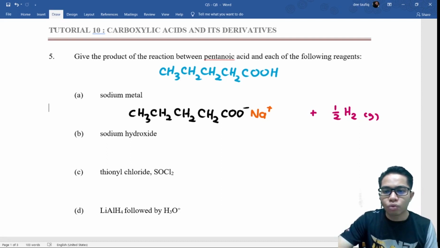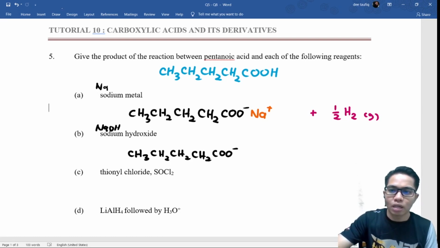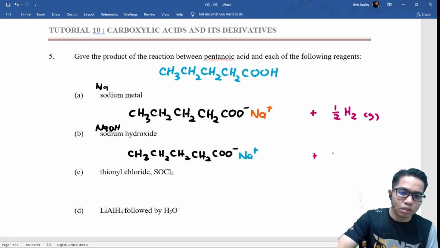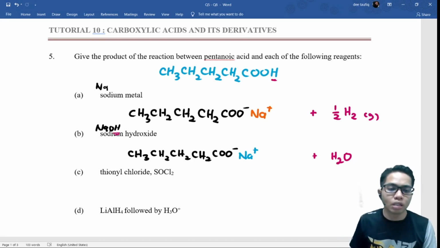Right. The second question, it reacts with sodium hydroxide. So this one reacts with Na, this one reacts with NaOH. Okay, both will give the same results, meaning same product, CH3, CH2, CH2, CH2, COO minus and Na plus. And the side product this time will be H2O, because the OH minus from hydroxide ion combines with the H of the carboxylic acid, so it produces H2O. The previous one, sodium metal, produces hydrogen gas. So that is the only difference between these two.